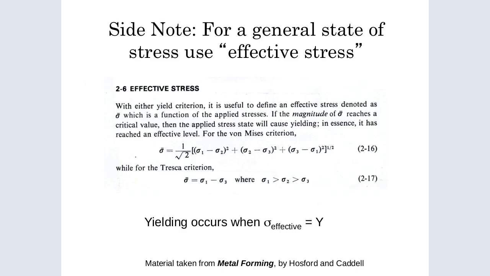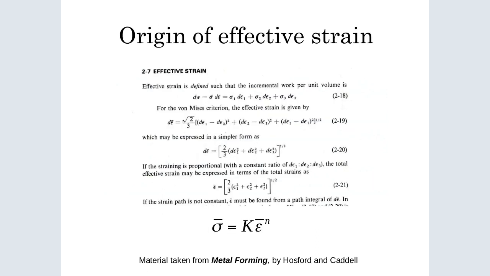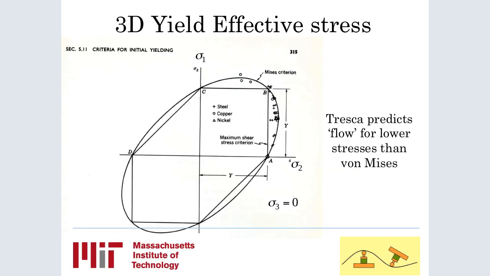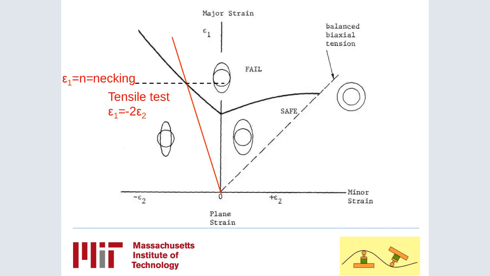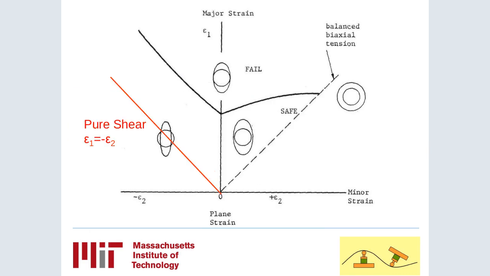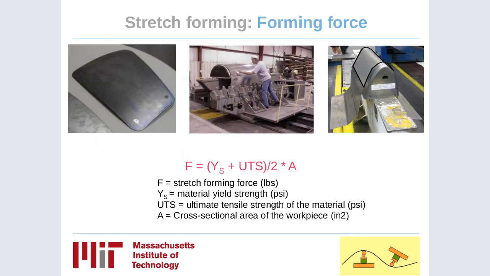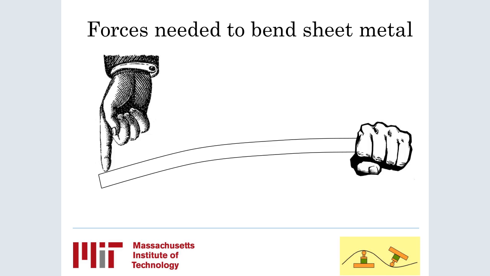shearing, origin of effective strain, forming limit diagrams, strength, stretch forming and forming force needed to bend sheet metal.